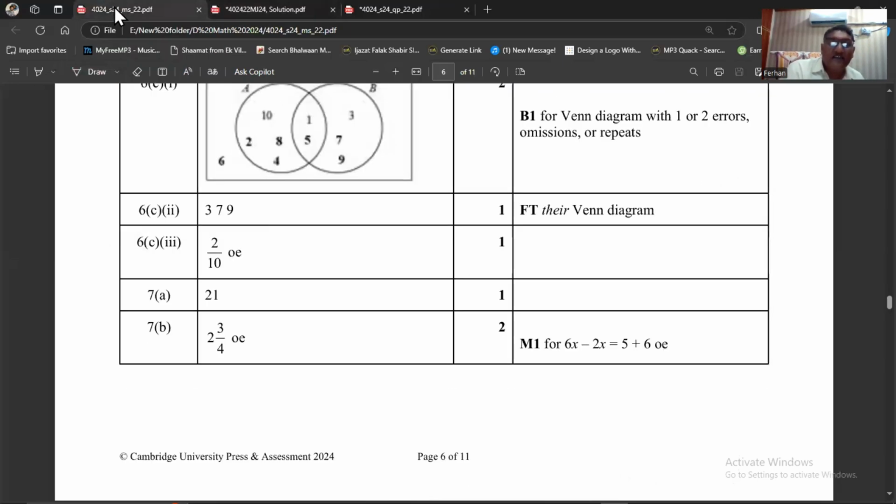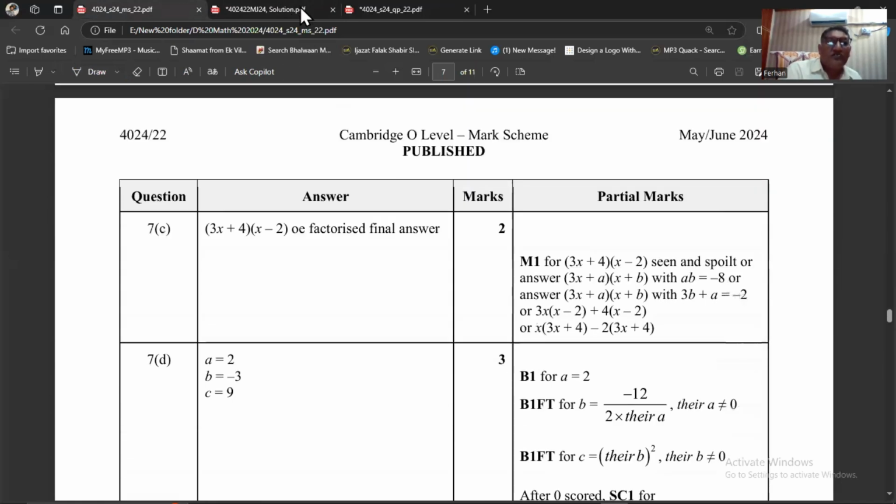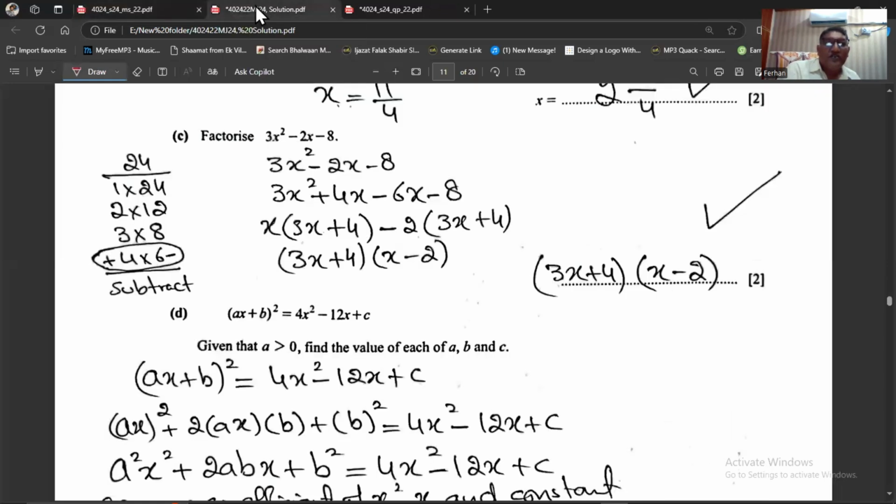Let's check the answer. So here we have 3x plus 4 into x minus 2. This is the answer, sir. Hopefully you understand.